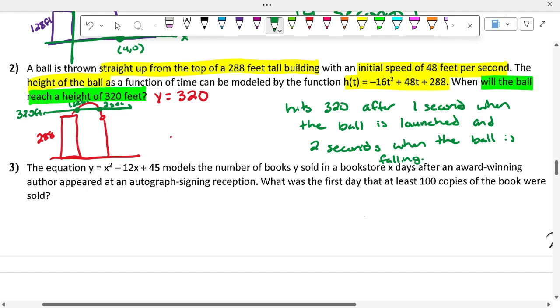The reason that I want you guys to know the difference between the two is sometimes they'll ask you how many seconds until it reaches 320 feet while falling to earth, or how long after the ball was launched did it hit 320 feet.